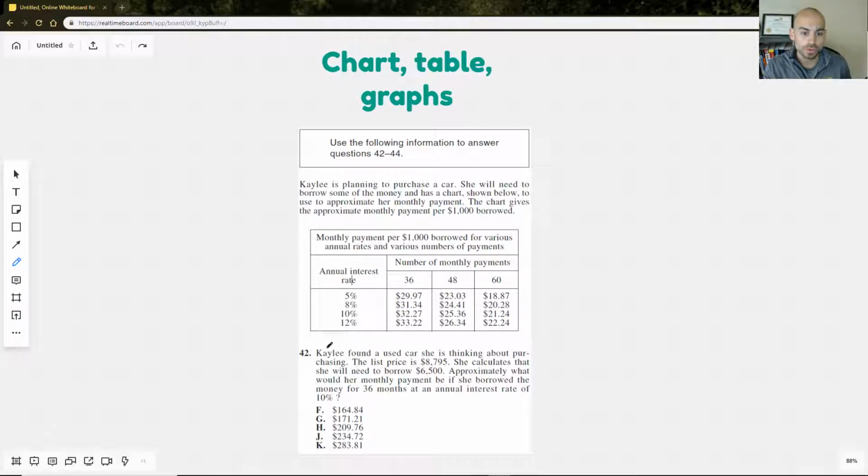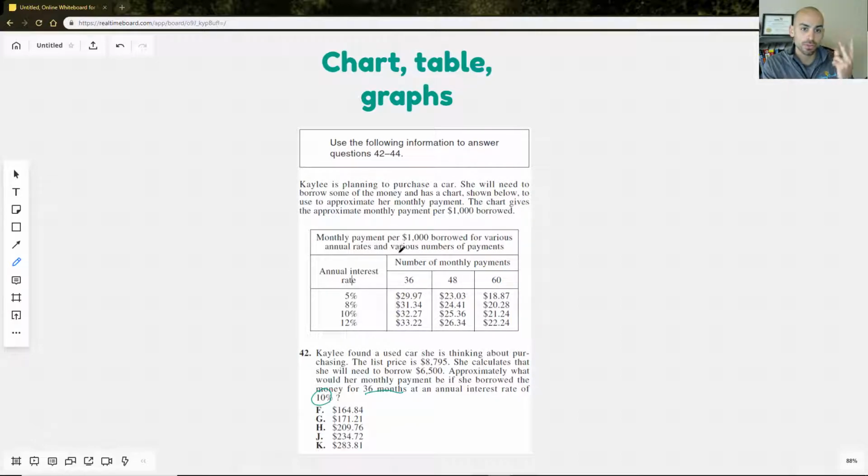I'm going to start with question 42. Kaylee found a used car she's thinking about purchasing. The list price is $87.95. She calculates that she will need to borrow $6,500. Approximately what would her monthly payment be if she borrowed the money for 36 months at an annual interest rate of 10%?